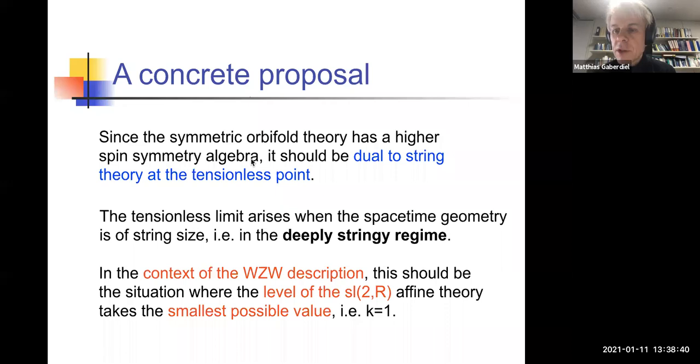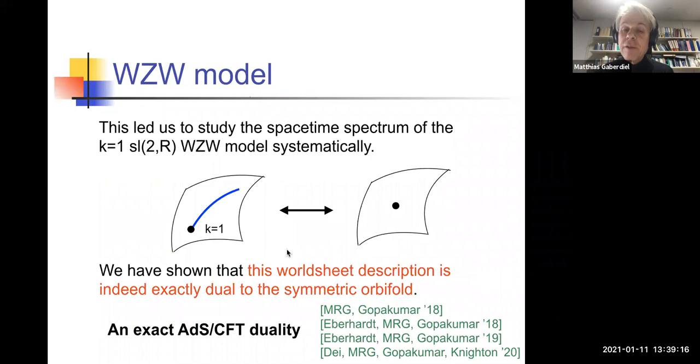So what this line of reasoning suggests is that if there is any chance of relating this Wess-Zumino-Witten description to the symmetric orbifold, you should look at the place where the Wess-Zumino-Witten model is at the smallest possible level, because that's where it's more or less tensionless, or has a chance to be tensionless, has a chance to contain a higher spin subsector, and therefore has a chance to be dual to the symmetric orbifold theory. So this was our reasoning. And obviously there's a leap of faith to say, okay, maybe this has a chance, so let's just go ahead and study it. So what we did is we studied systematically the level one SL(2,R) Wess-Zumino-Witten model.